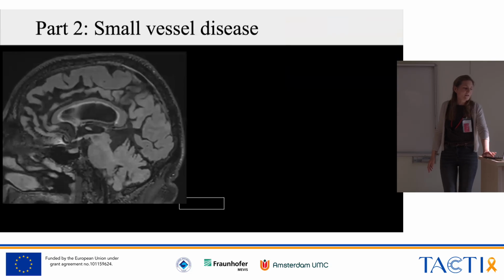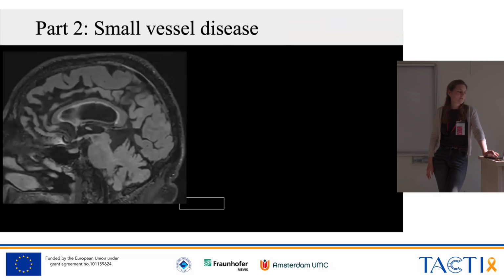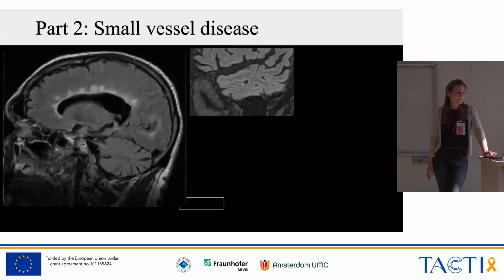We also look at other hints, like for example, remember our corpus callosum with the Dawson's fingers. Usually that is also quite a good hint, because small vessel disease will not produce those Dawson's fingers very much. The Dawson's fingers are highly indicative of MS really.